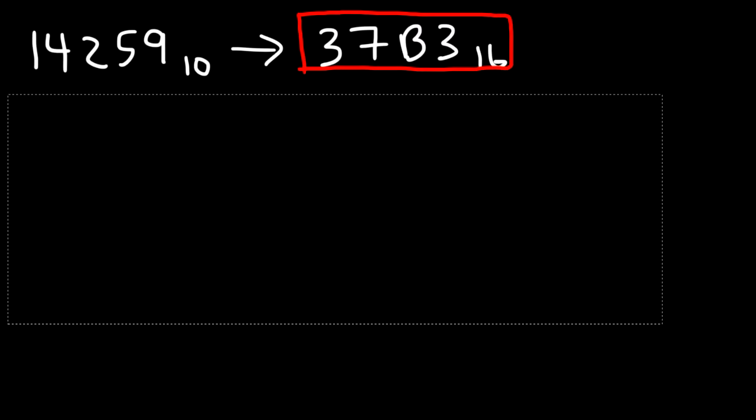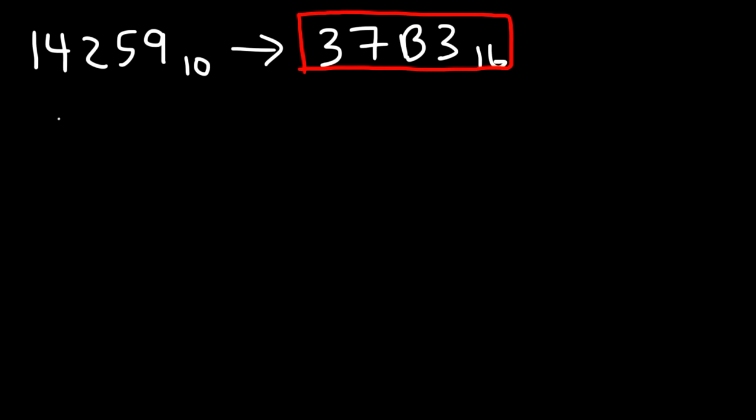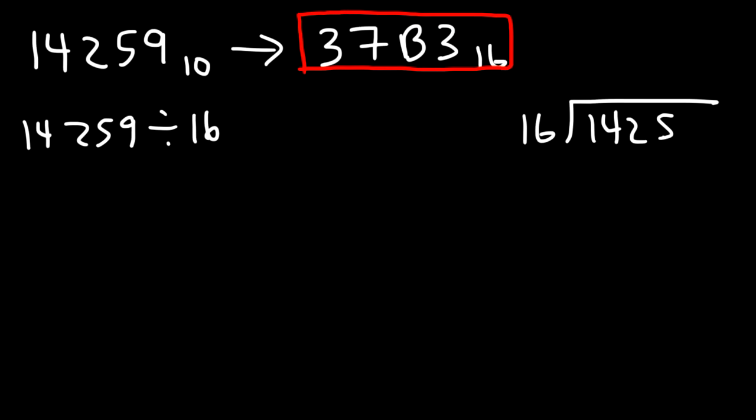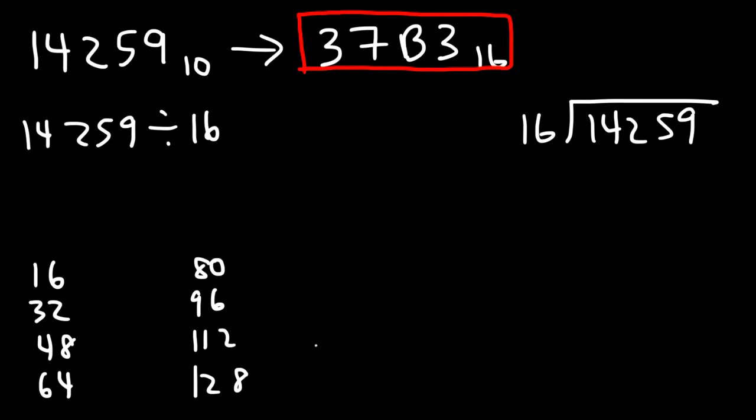Now let's do it without using the calculator. So we need to take 14,259 and divide it by 16. So let's do long division. Now, if you wrote that list that we had earlier, you'll know how many times 16 goes into 142. 16 doesn't go into 14, so we have to use 142. Now I'm going to rewrite the list. We only need it up to 9. So this is 1, 2, 3, 4, 5, 6, 7, 8, 9. So 16 goes into 142 8 times.